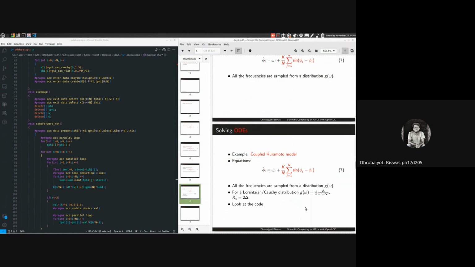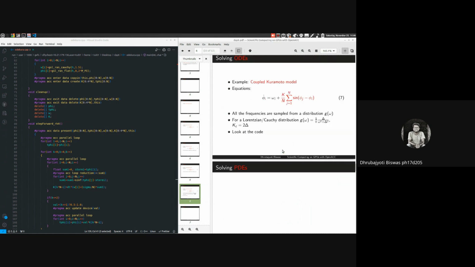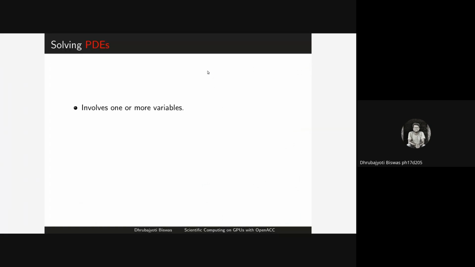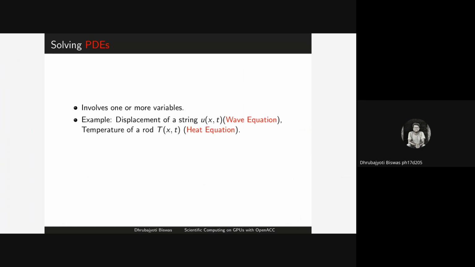Similarly, a big portion of physical problems are not only described by ODEs but PDEs, where there is not only a single state variable, the state is dependent on one or more variables. I will go to presentation. So it's a partial differential equation. Let's say you have a string which is vibrating. The displacement of the string is dependent not only on time but also on the position of the string. That is where you solve the wave equation.